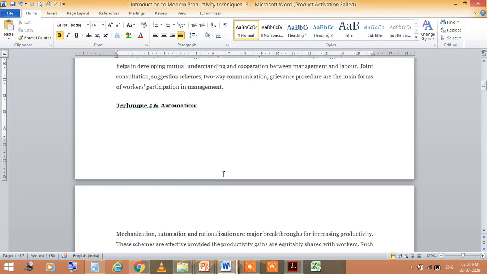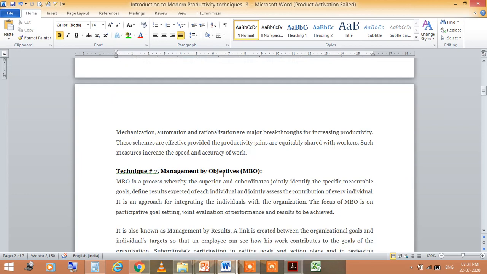The sixth one is automation. In this mechanism, automation and rationalization are major breakthroughs for increasing productivity. So these schemes are effective provided the productivity gains are equitably shared with workers. Such measures increase the speed and accuracy of work.